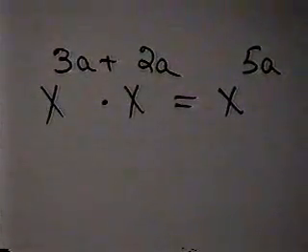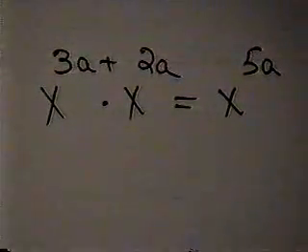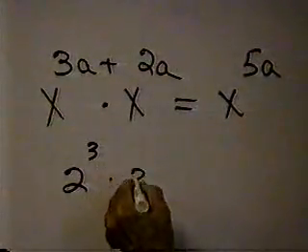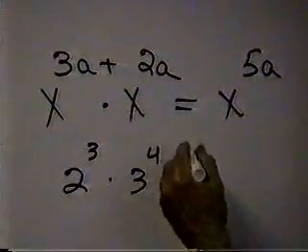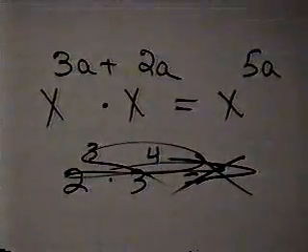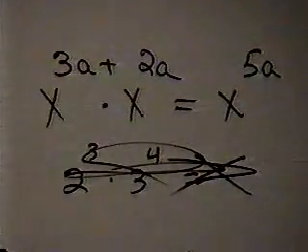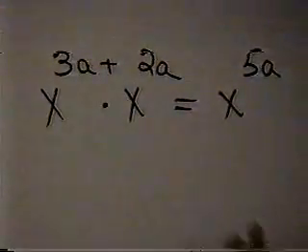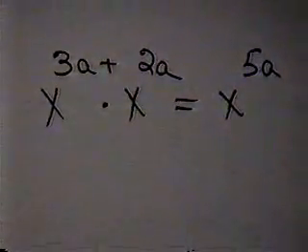Now please watch this. This is not in the notes. If you have 2 to the 3rd power times 3 to the 4th power, you do not use any of these rules. These bases must be the same. This must be the same thing down here. All right, next example.